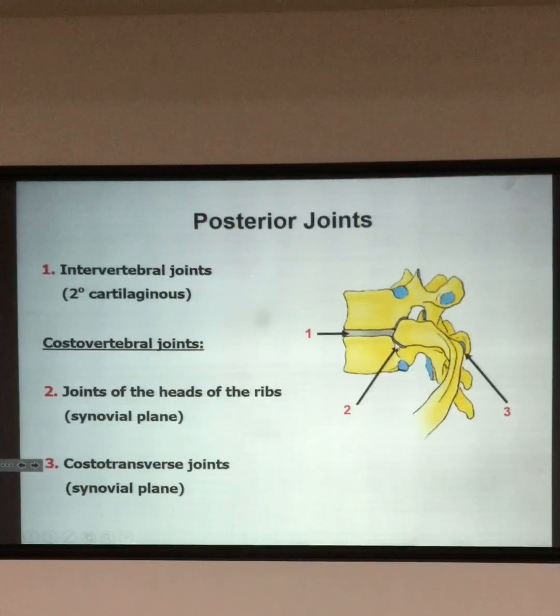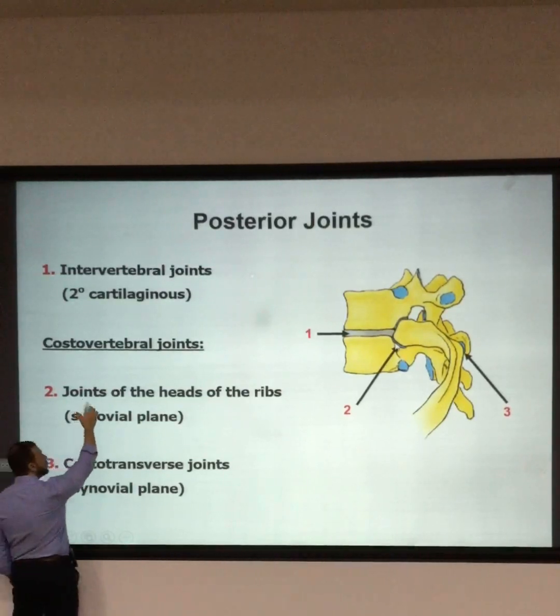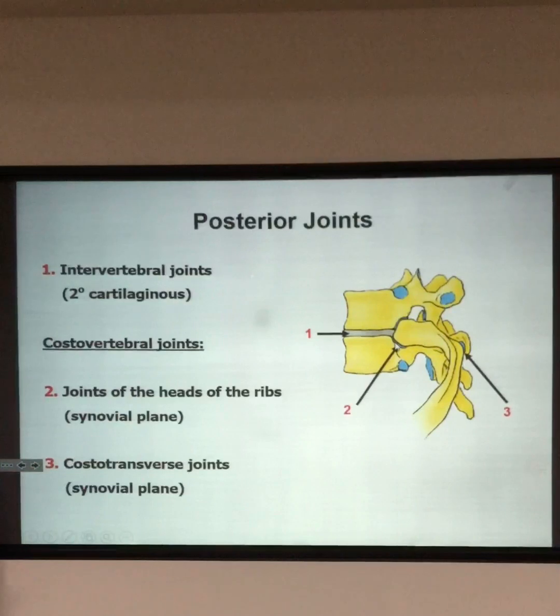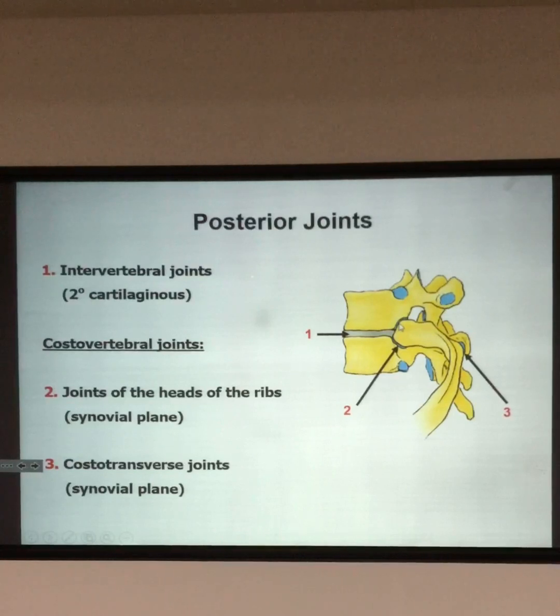Now, the costovertebral joints are the joints between means the ribs and the vertebrae. Those are 2 types. The joint for the head of the rib with the body, we call them joints of the heads of the ribs. ليش joints مش واحد؟ لأنهم اثنين مع الكورسبوندينج واللي above. شايفينهم؟ هاي واحد وهاي الثاني. 2. هذول joints of the head of the rib اثنين. وهذا costotransverse بين التوبيركل والترانسفيرسال بروسيس.